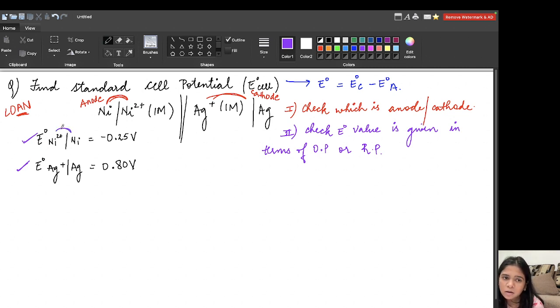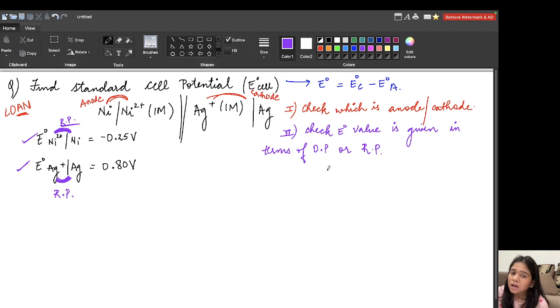Now see, check here. What is happening here? Accepting electrons, right? So it's a reduction potential. Reduction potential value is given because of accepting electrons. The ion is written first, so that means reduction is happening. Similarly here, you can see here also reduction is happening.